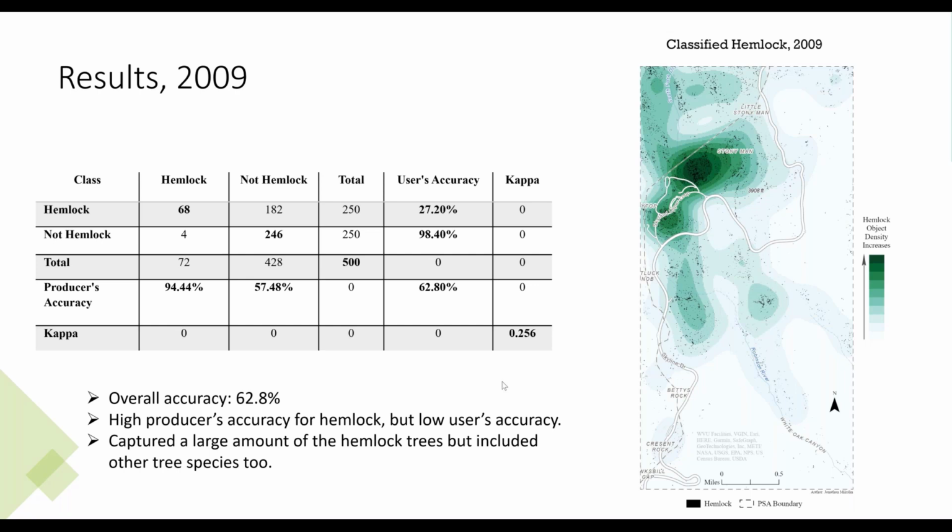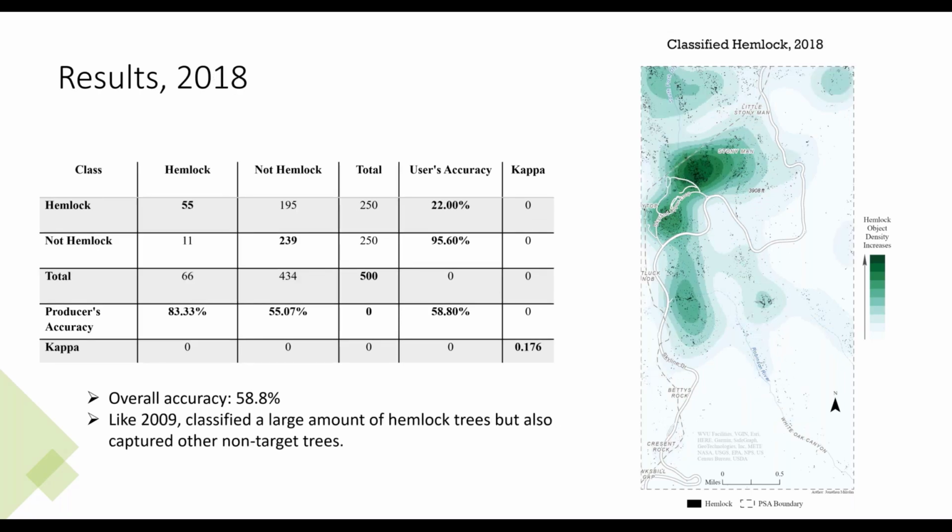And I had similar results in 2018. When you look at the accuracy assessment for that time period, I had an overall accuracy of 58.8%. Like 2009, I classified a large amount of hemlock trees, but I also captured a lot of other non-target tree species, which was reflected in the user's accuracy of 22% for the hemlock class.